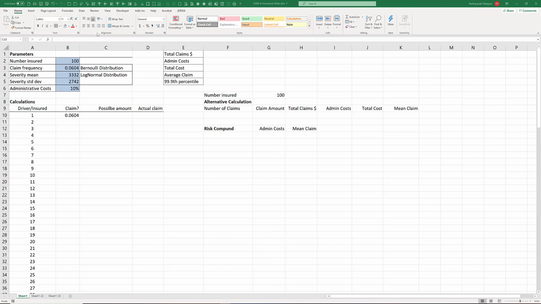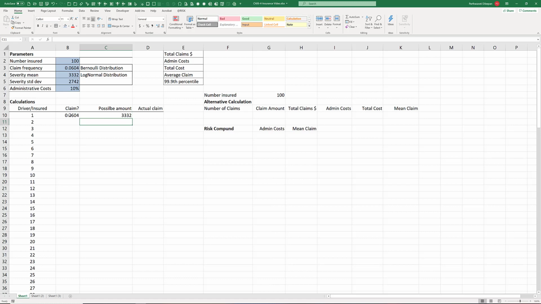Okay, the claim amount is going to be a log normal distribution with that mean and that as the standard deviation. So you say risk lognorm. Okay, and we need to make that an absolute reference, and then the standard deviation, that also must be an absolute reference.